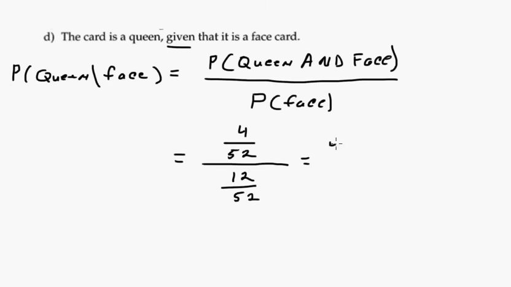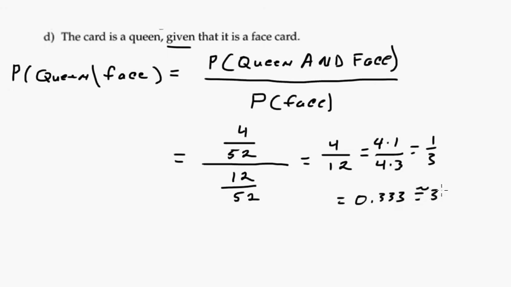So we get 4 out of 12. If we were doing algebra, that would be 1/3, or 0.333, or 33.3%.